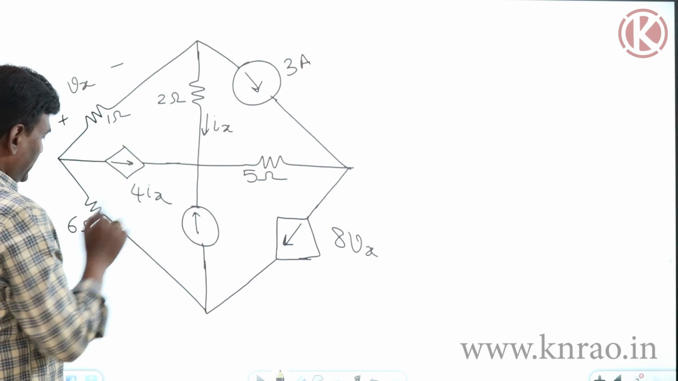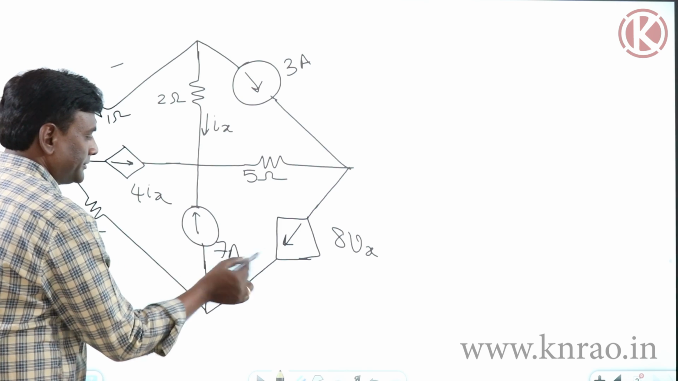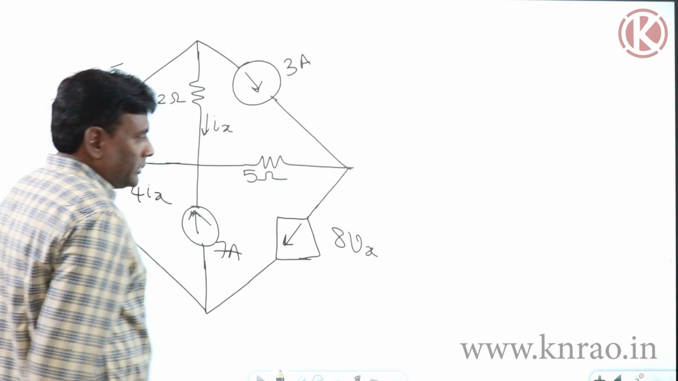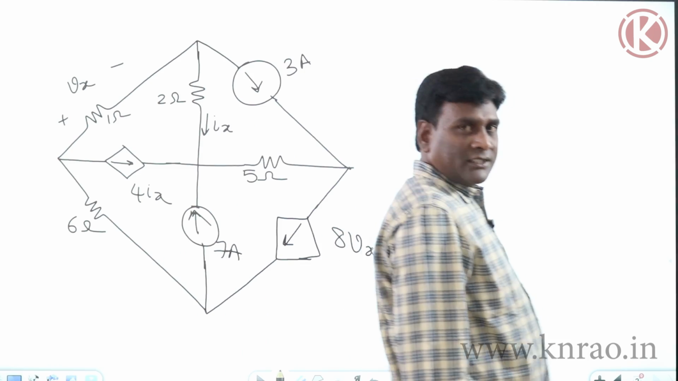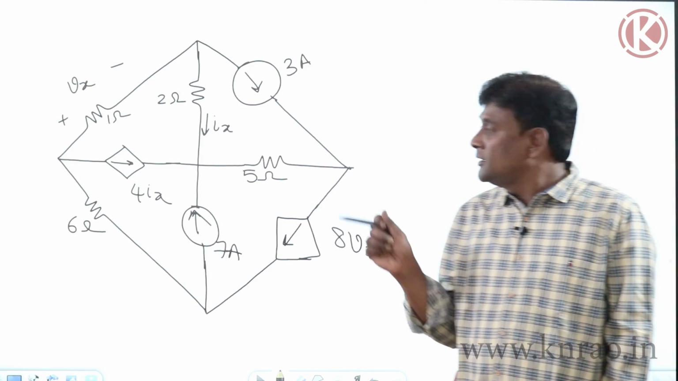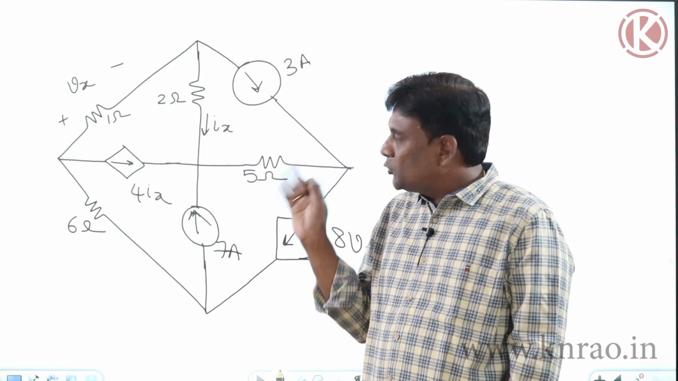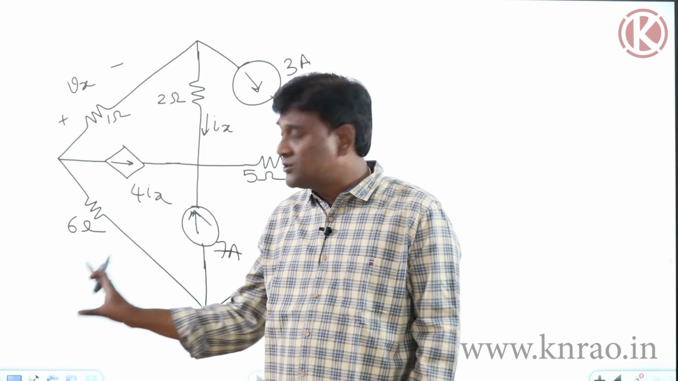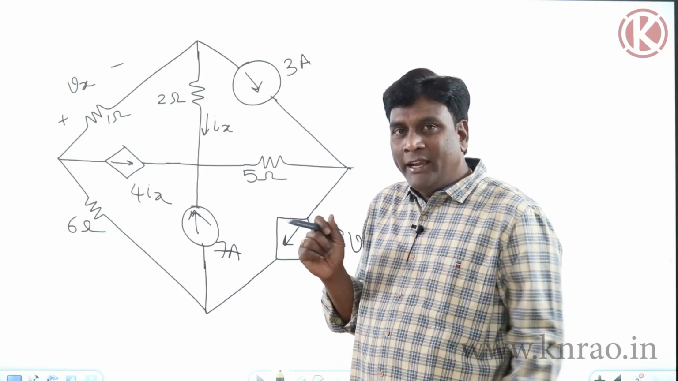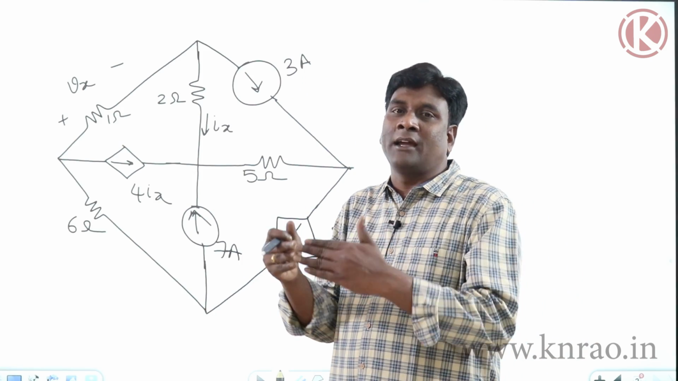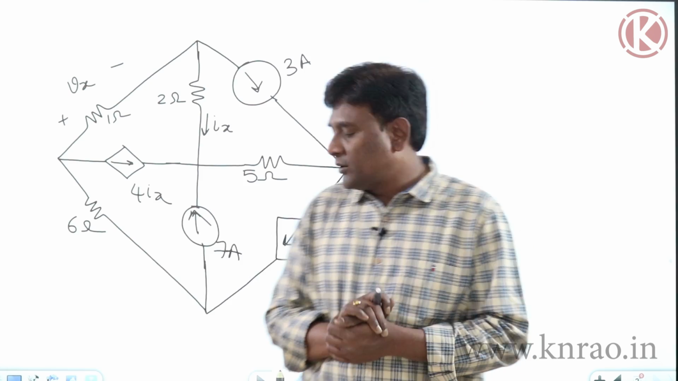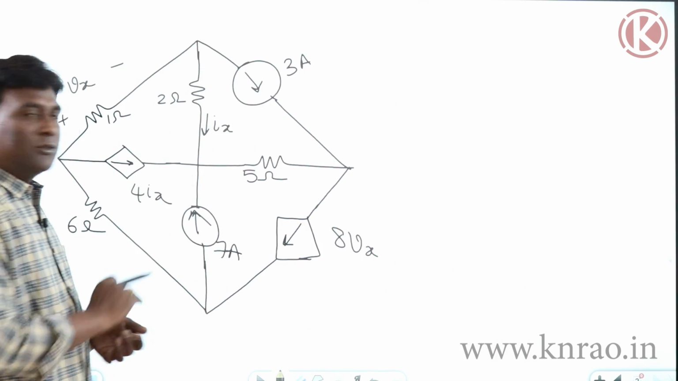1 2 3 4 5 6 7, yeah, 7 amperes current source. If you keenly observe, this was the circuit we had taken before starting nodal analysis, the same circuit. So again from mesh analysis we are merging back to nodal analysis. See here, all are current sources.